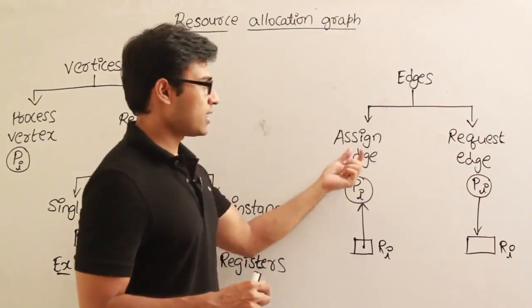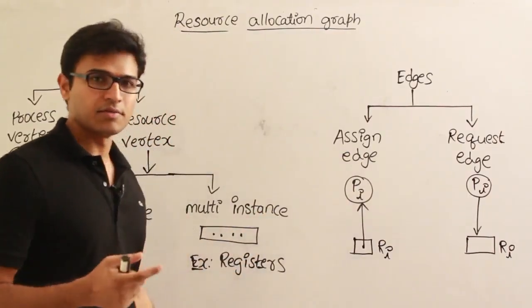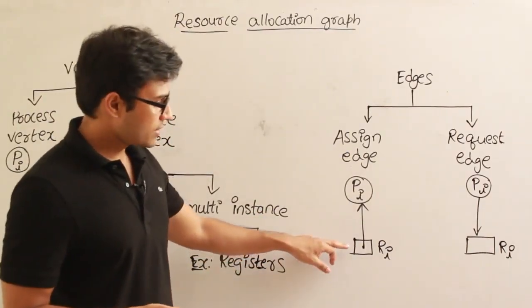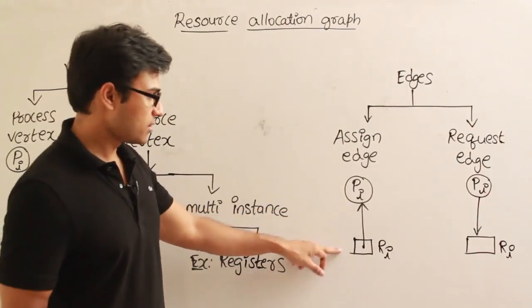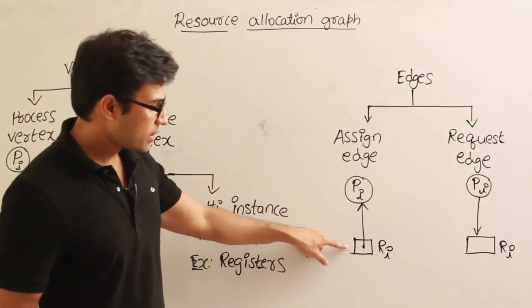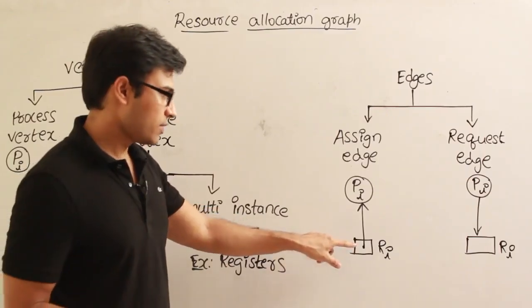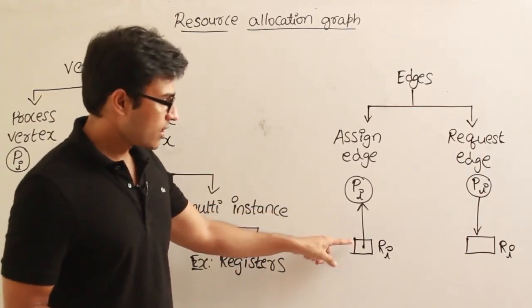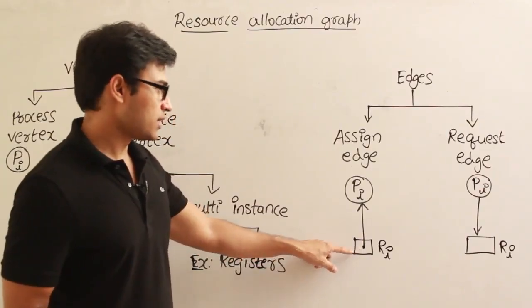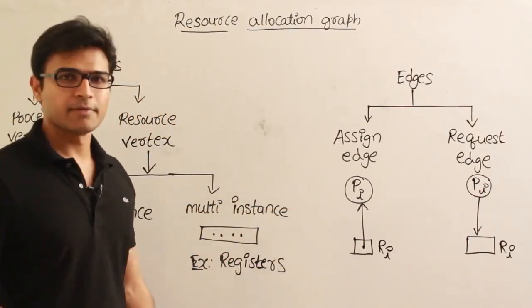Coming to edges, there are two types of edges. One is the assign edge and the other is the request edge. Assign edge means if you have already assigned a resource to a process, then it is called an assignment, right? So this edge, which starts from this resource to the process, indicates that one instance of this resource is allocated to the process Pi.